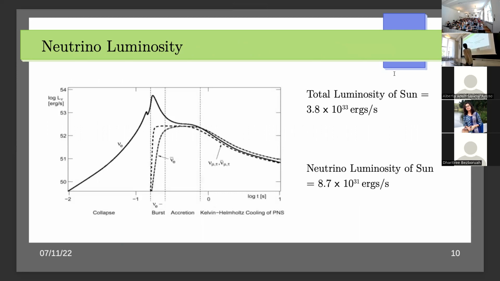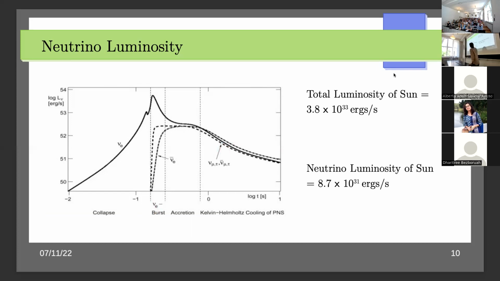So this is a plot of the luminosity of the neutrinos emitted as a function of time. This is a simplified figure. As we can see in the early periods, only electron neutrinos are emitted. And later, all neutrinos are emitted with almost the same luminosity, within an order of magnitude.